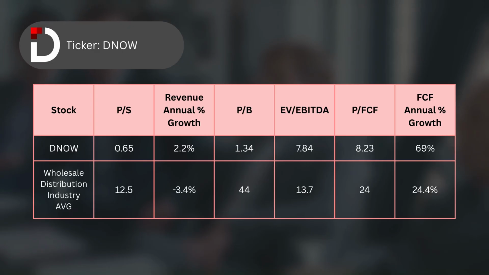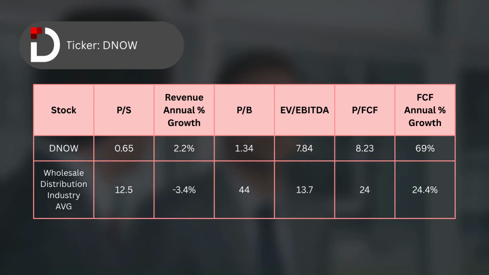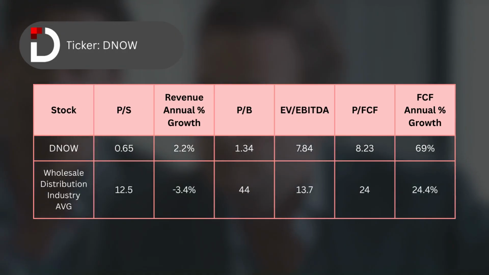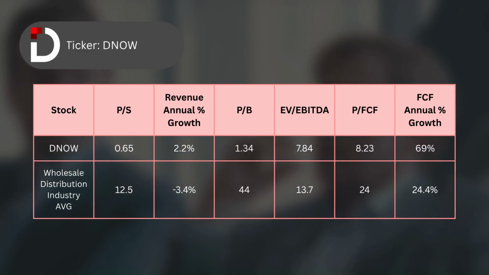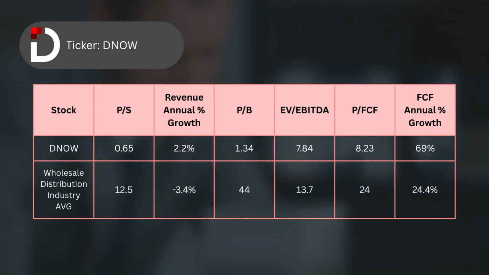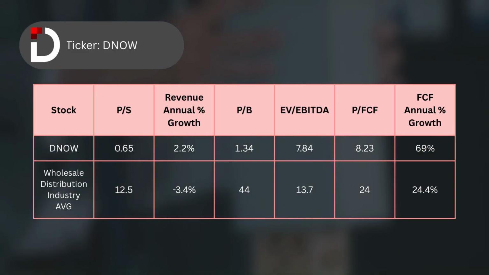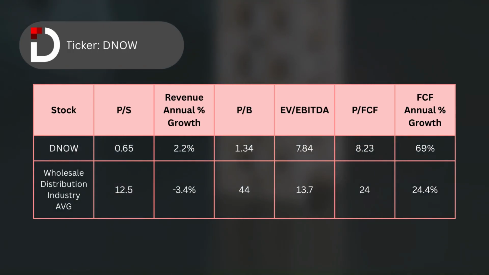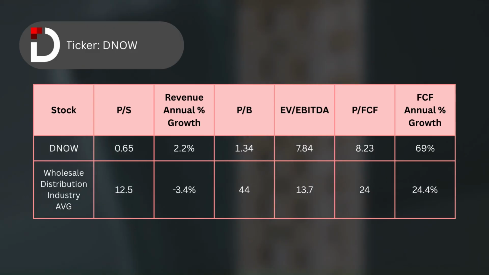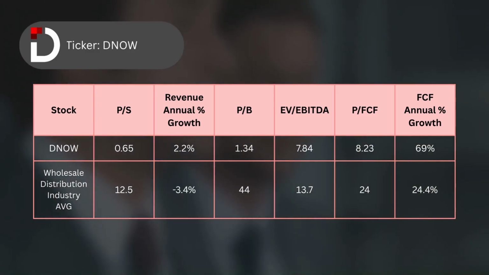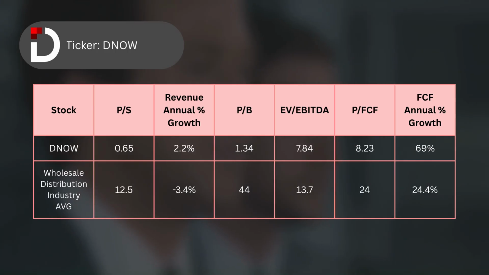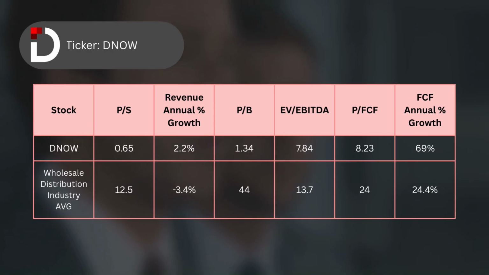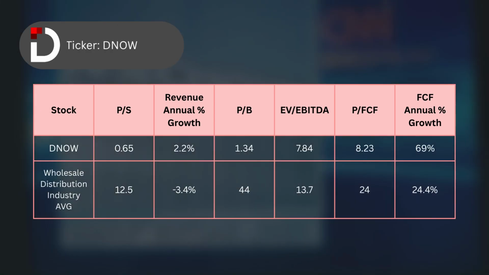DNOW trades at a price to sales of 0.65, while the wholesale distributors industry average trades at 12.5. This means that investors are only willing to pay 65 cents for every dollar in revenue DNOW generates. DNOW's market cap is worth less than the company generates in revenue in the last full year. At the same time, on average, investors in this industry are willing to pay $12.50 for every dollar in revenue generated.